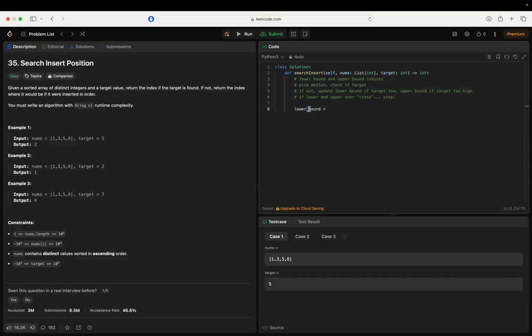But okay, sounds good. So lower bound, I would say lower index. So lower index equals 0, and upper index equals length of nums minus 1. Okay, so this is the starting bounds. Now we're going to loop through until we find it. We can use a while loop, and the condition would be that the bounds haven't crossed over.